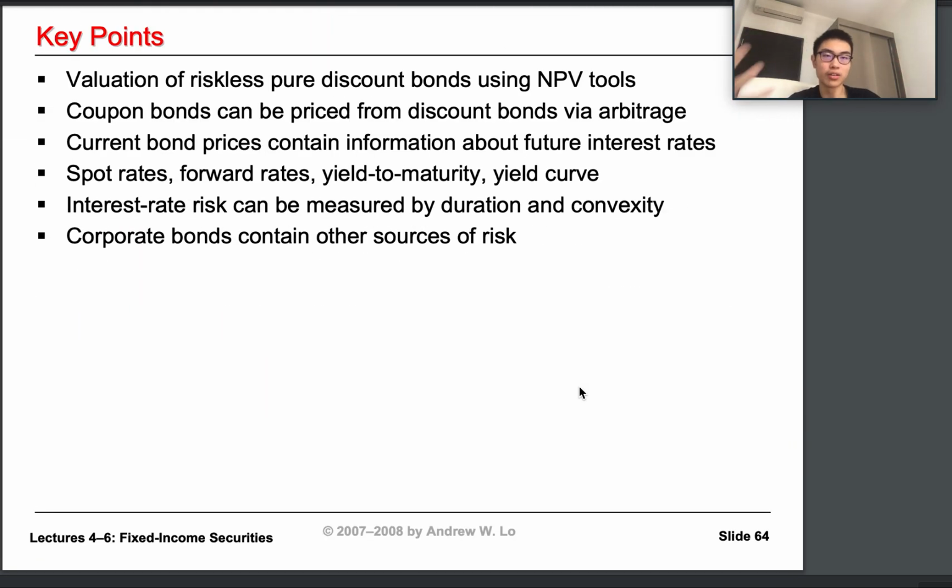Okay, so this is our last lecture on fixed income securities. Firstly, the valuation of risk-free pure discount bonds using the MP12s. We learned about that. Coupon bonds can be priced from discount bonds via arbitrage. Interesting. So with arbitrage, current bond prices contain information about future interest rates, spot rates, forward rates, yield to maturity, and the yield curve, which contain our source of risk. And a little bit more about corporate bonds. This is our subject today.